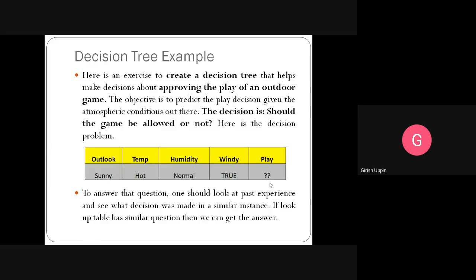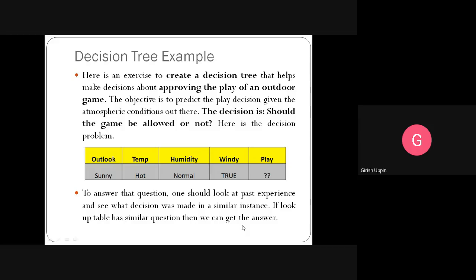To answer this question, we need the historical data, past data. Based on that, we will build a model, and on top of the model, we apply this rule. When we apply this rule, we will come to know the answer. One should look at past experience and see what decision was made in a similar instance. If a lookup table has a similar question, then we can get the answer.